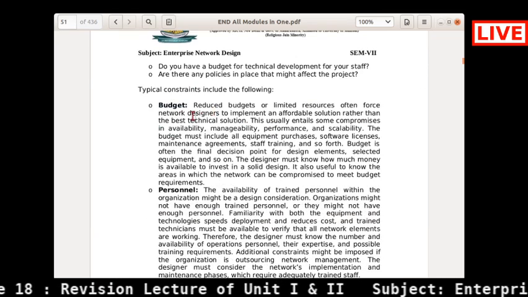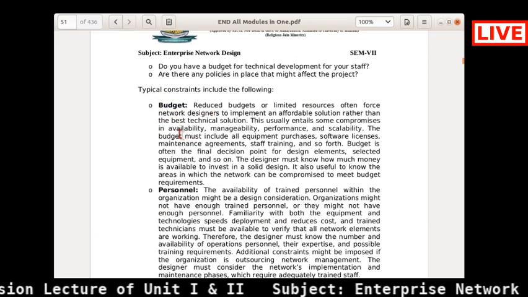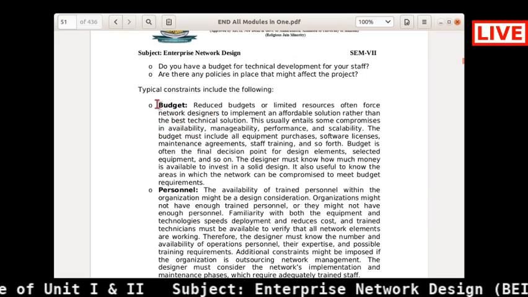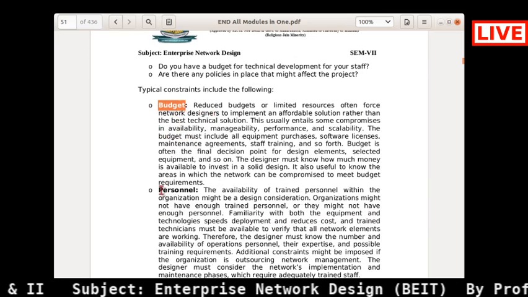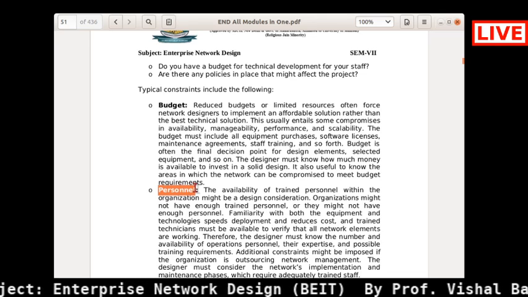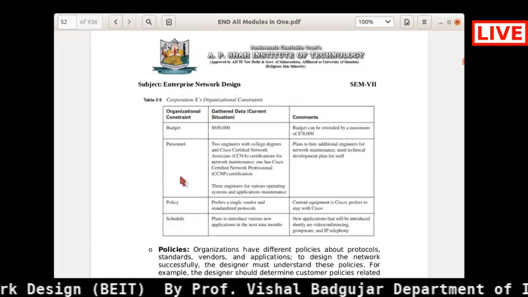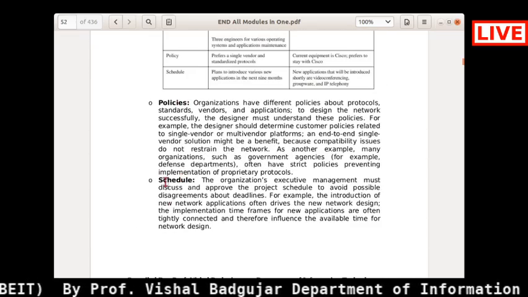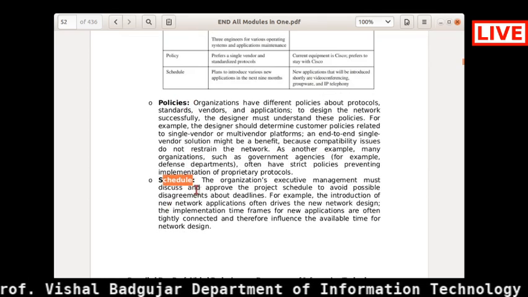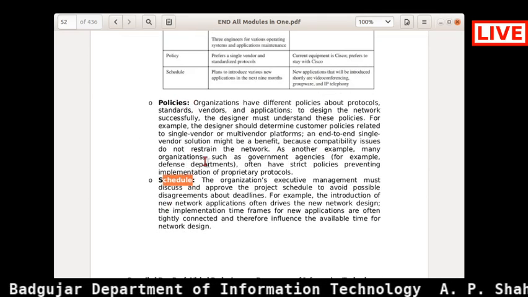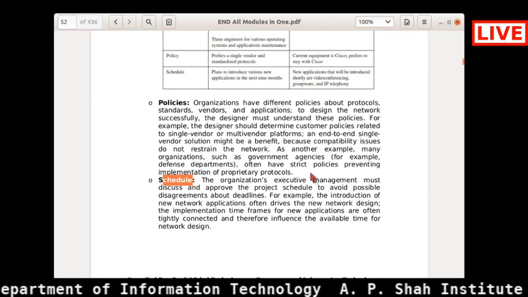After that, what are the different constraints on organization? For example, budget is an organizational constraint. The personnel, that means training and all that, is again an organizational constraint. Then policy is again an organizational constraint, schedule is again an organizational constraint. So which one is not an organizational constraint? That can be a question.